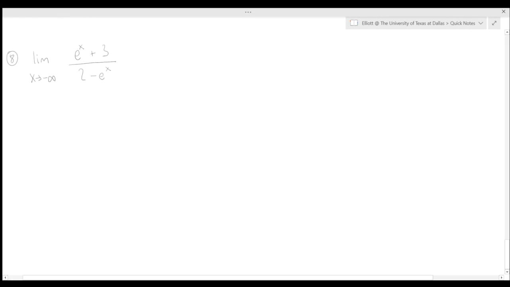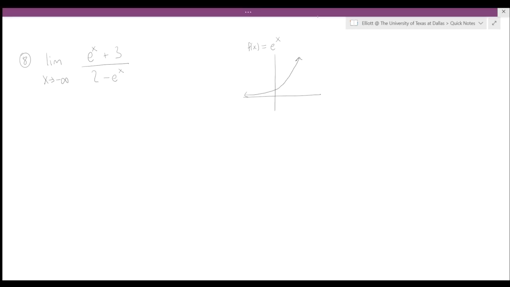Now, for problems involving e as x is approaching infinity or negative infinity, it's good to know some rules about how e and infinities work. So here I'm drawing a graph of the function f of x equals e to the x. And we can see a couple of things in the graph of the function. So we see that as x approaches infinity, meaning as it moves out further and further to the right, notice that e to the x will be shooting upwards. It'll be approaching infinity.